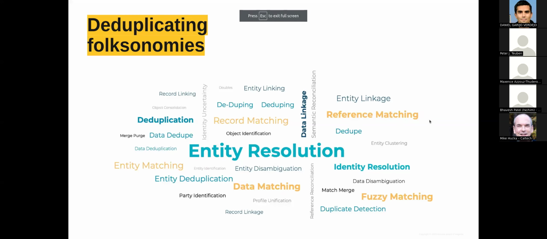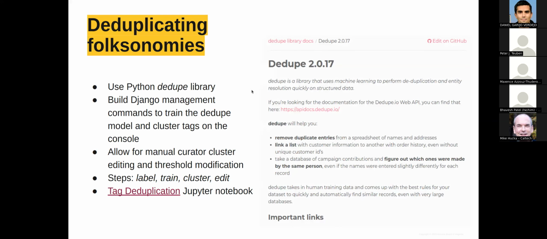In order to do this entity resolution, we leveraged an open source library called dedupe. It took a little time to work with, but it's quite excellent. It offers manual clustering and labeling. It generates large JSON files of training data, and over time we can refine that data with curator assistance.